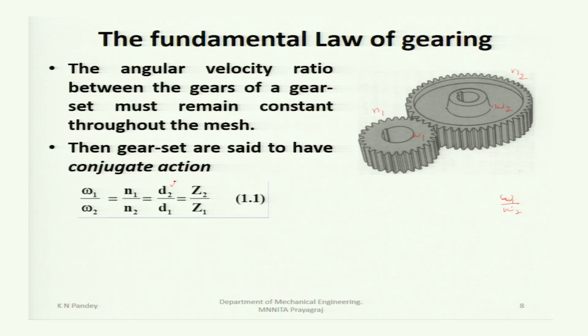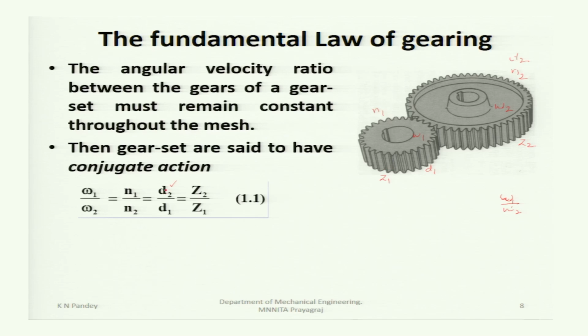d2 is the pitch diameter of the second gear, and d1 is the pitch diameter of the first gear, and z2 is the number of teeth on the second gear, and z1 is the number of teeth on the first gear.